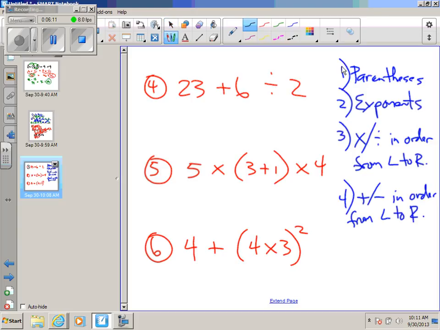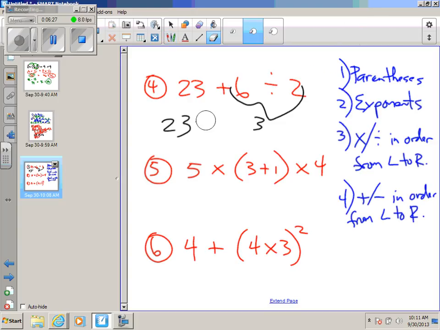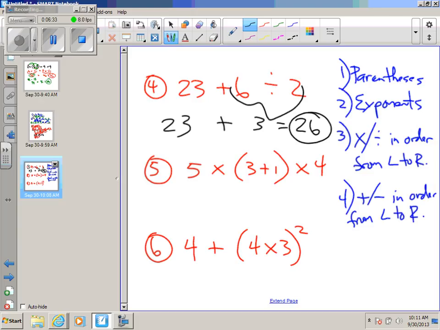So number 4 here, 23 plus 6 divided by 2. No parentheses, no exponents. Any multiplication or division there? Division. So 6 divided by 2 is 3. 23 plus 3 is 26. Got it? Hands up. Good. What do we do? Add first? Did you add first?